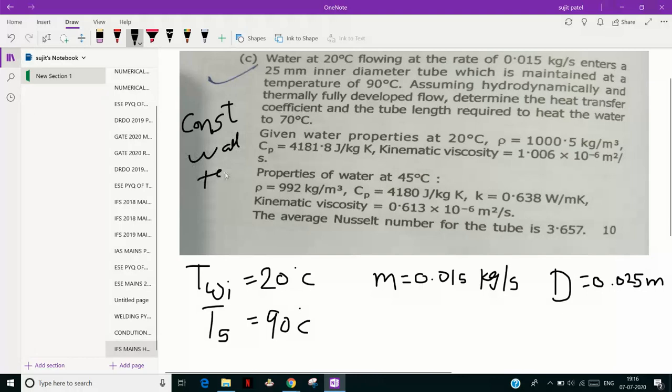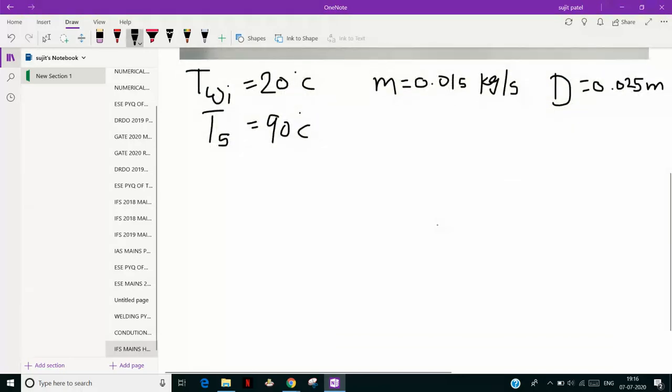Assuming hydrodynamically and thermally fully developed flow. What do you mean by this statement? Why is this statement given? Because when flow is hydrodynamically and thermally fully developed, then the characteristic length is the diameter of that pipe. This we will use later in this numerical.